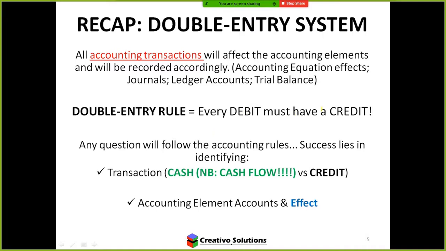Every debit has a credit. Make sure you can apply the rules. That's the important bit. How do you apply the rules? Get the right accounting elements, get the right account and the effect. Remember you had those 4 steps. Step number 1 is the keyword or the account. Then you need the element. Then you need the effect. If you've got all of that, you've got everything that you need in terms of the debit and credit.